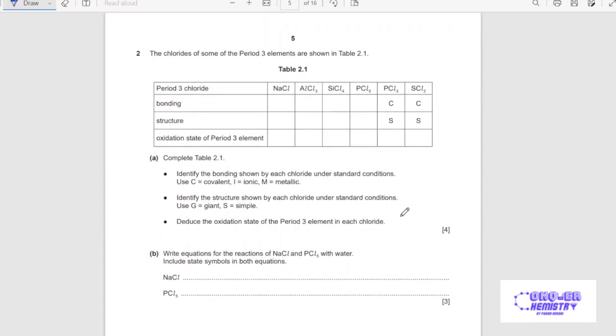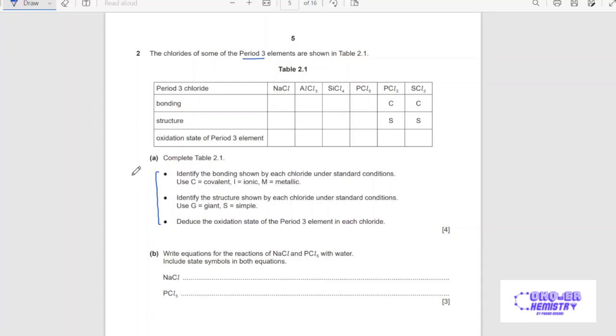Let's move to question 2. So we have some chlorides of some of the elements of period 3. And we have to give the bonding structure and oxidation state of the period 3 element. And these are some instructions. Read these carefully before you see the solution. All right? Pause the video if you have to.